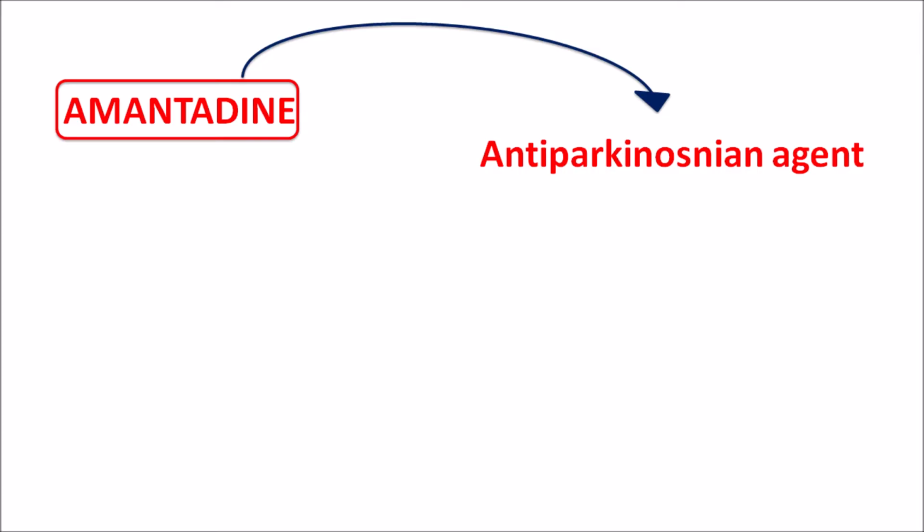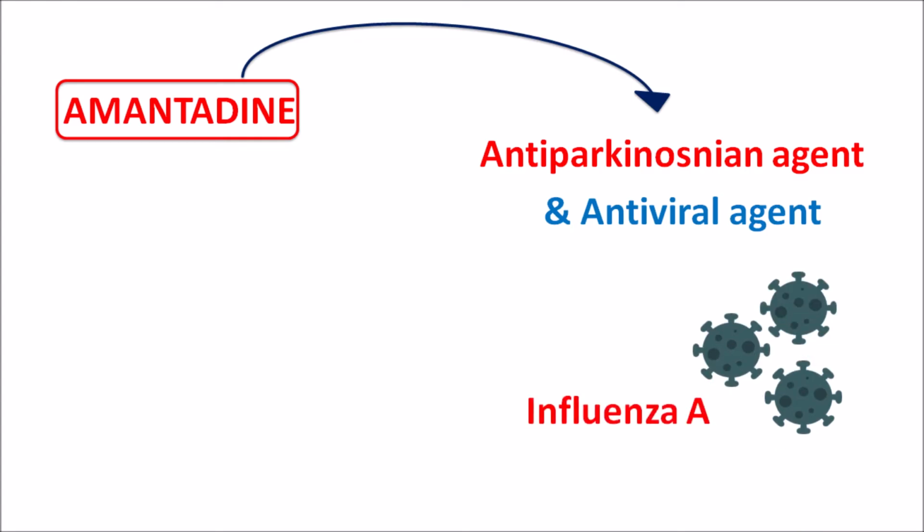Amantadine is one of the well-known drugs which acts as an anti-Parkinsonian agent as well as an antiviral agent. This drug can be used in the treatment of influenza A virus, where it inhibits the M2 ion channels so that it can inhibit the entry of virions into the host cell. But because of the development of resistance, nowadays Amantadine is somewhat less preferred for influenza infections.